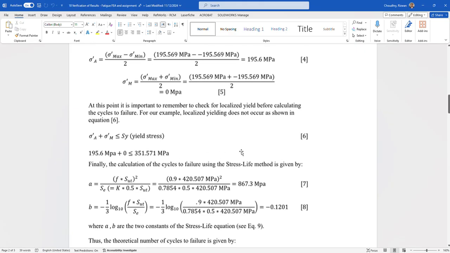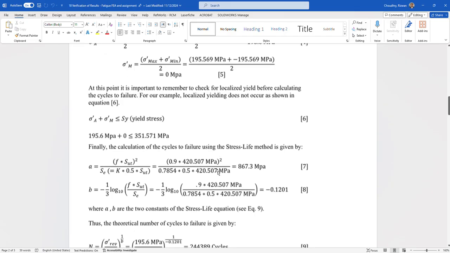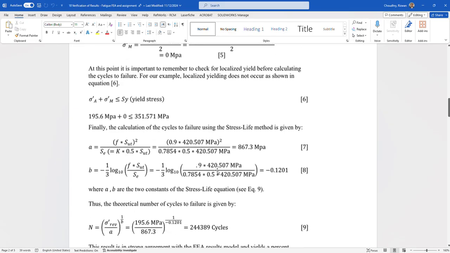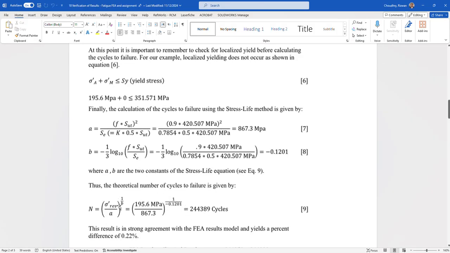Now what we need to do is calculate the number of cycles to failure. We have to calculate the value of A and B, basically the constants A and B. These constants will then be used in the equation over here. That is, N is sigma dash, the normalized stress, divided by the constant A, raised to the power 1 over B, and this will give us the number of cycles.